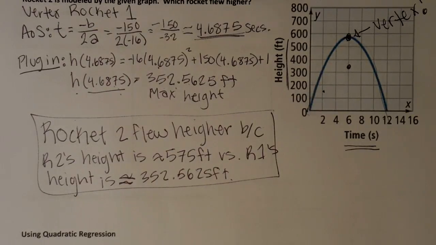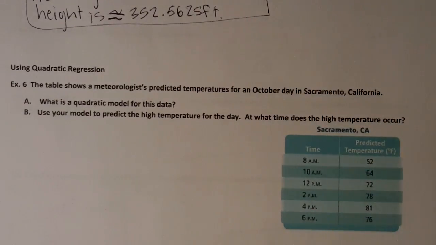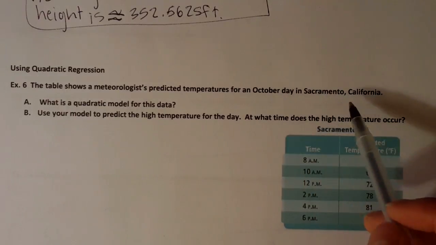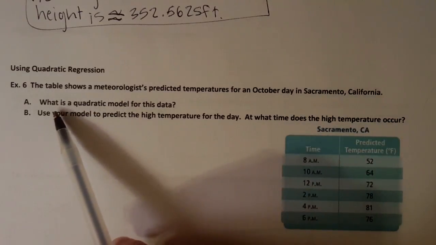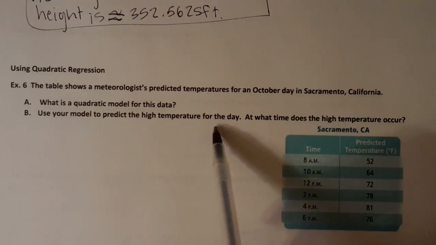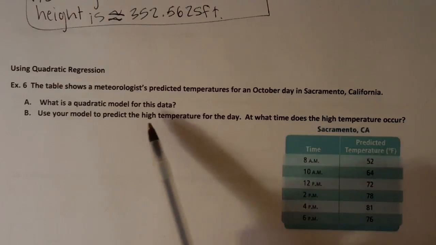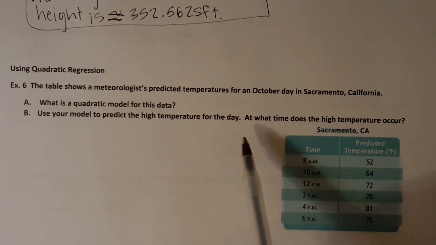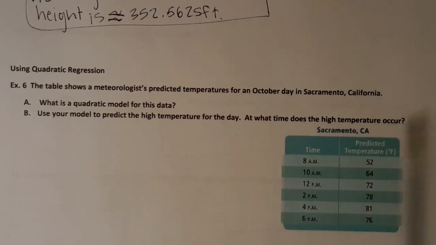Okay, now last problem. The table shown is a meteorologist's prediction of temperatures on an October day in Sacramento, California. A, what is the quadratic model for this graph? Use your model to predict the high temperature of the day. What time does the high temperature occur?